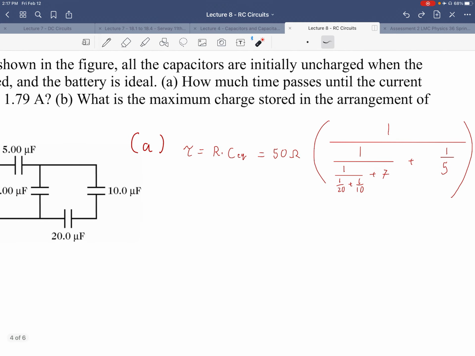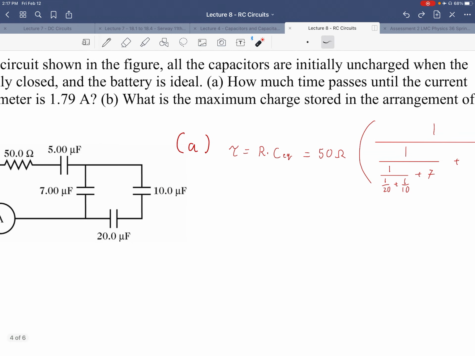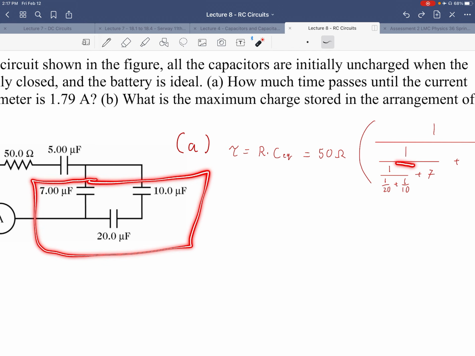And notice what I've done. I've started with these 2 capacitors that are in series with each other. When you add capacitors that are in series, you take the reciprocal of the sum of the reciprocals. That's this right here. Then those 2 capacitors are in parallel with the 7 microfarad capacitor, so these 3 collectively would be expressed like this. This would be the equivalent capacitance if we just had those three capacitors.